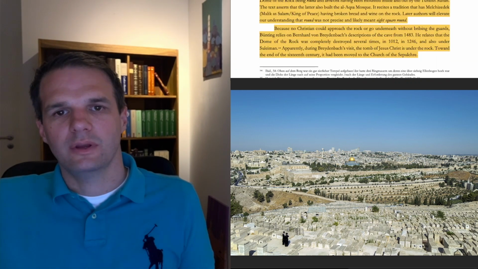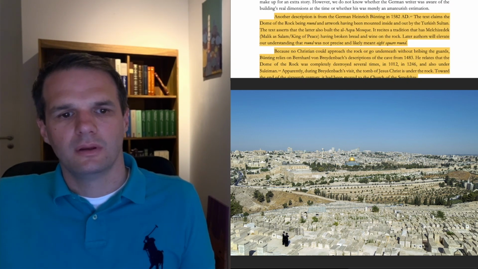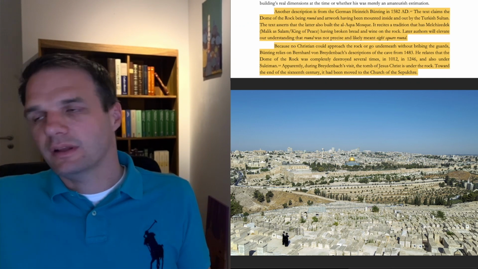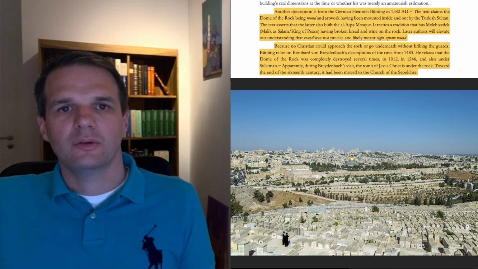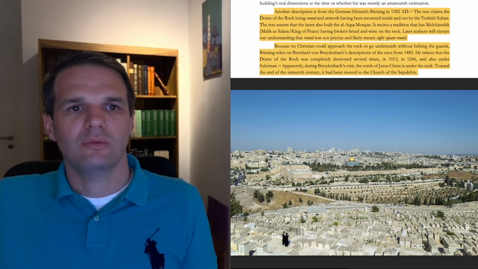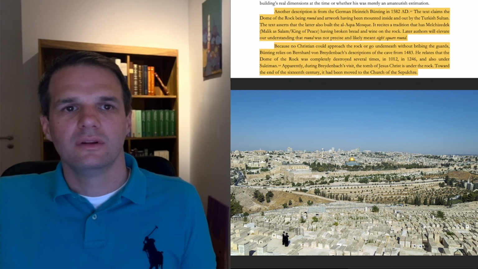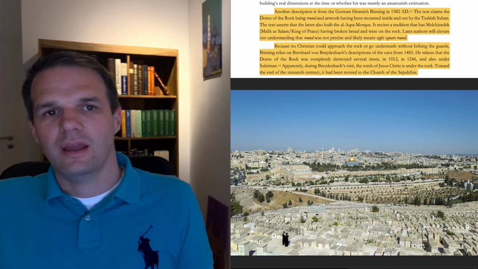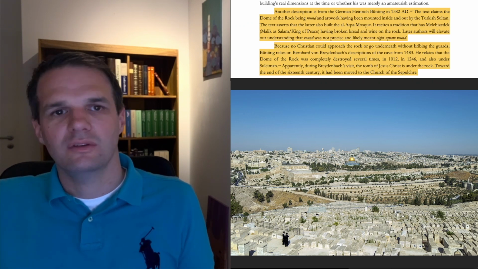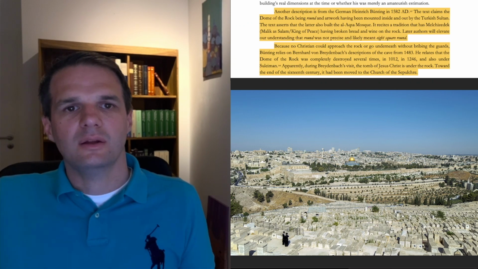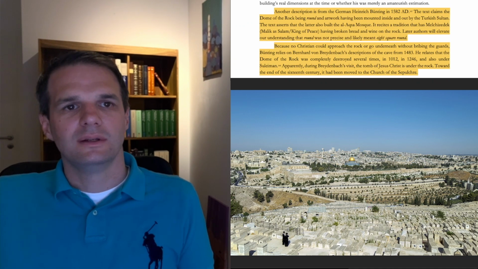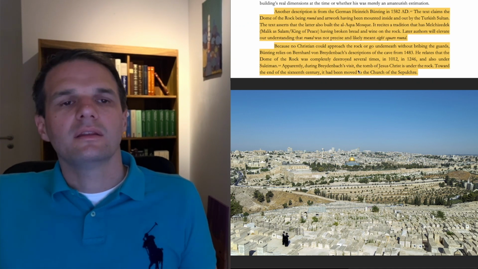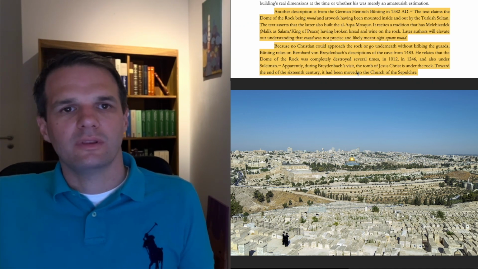So now here they come to the pictures. We've looked at those before. Now here it gets interesting again. Another description is from the German Heinrich Bünting in 1582. The text claims that the Dome of the Rock is round, and here he emphasizes round, makes it cursive, and that artwork was mounted inside and out by the Turkish Sultan. The text asserts that the latter also built the Al-Aqsa Mosque.